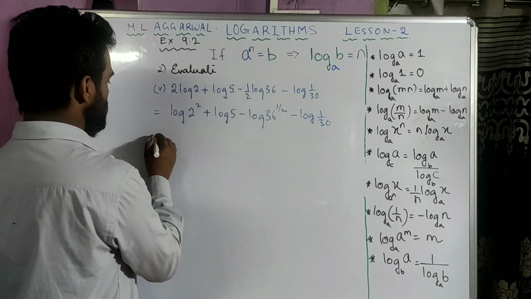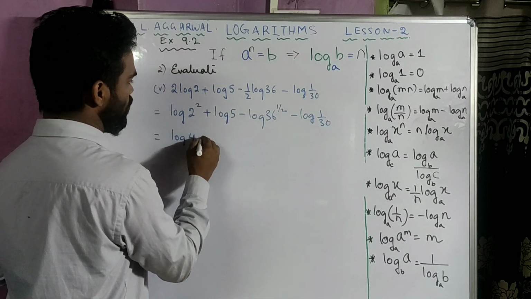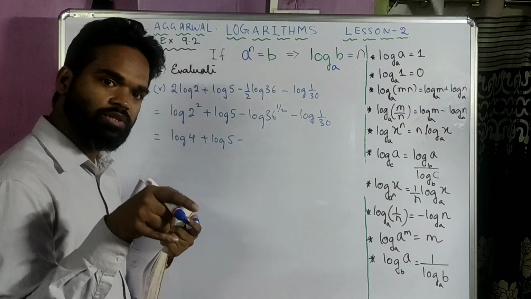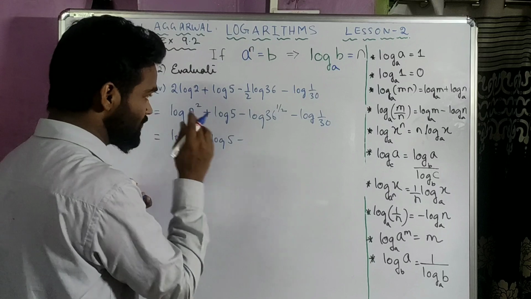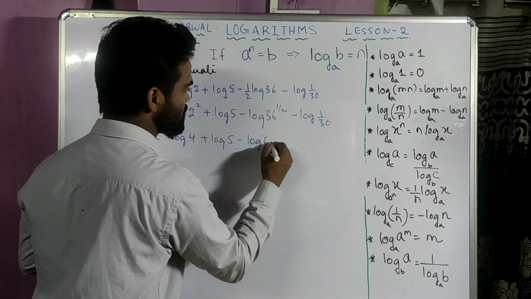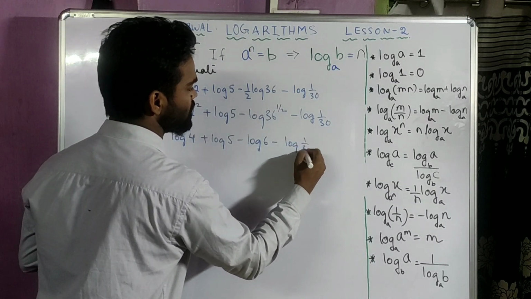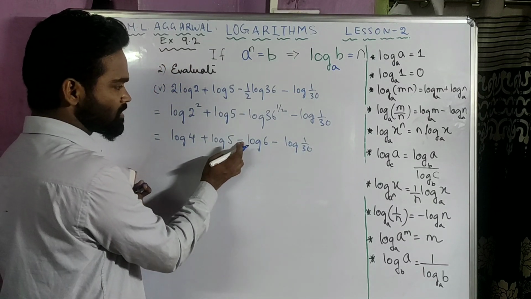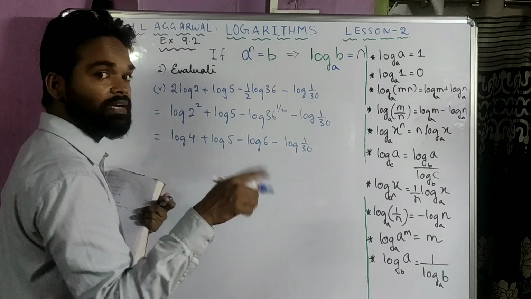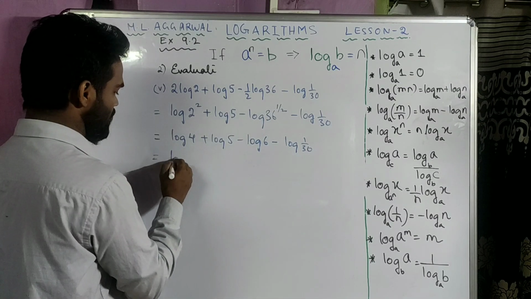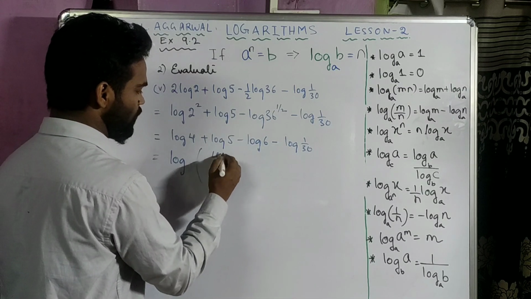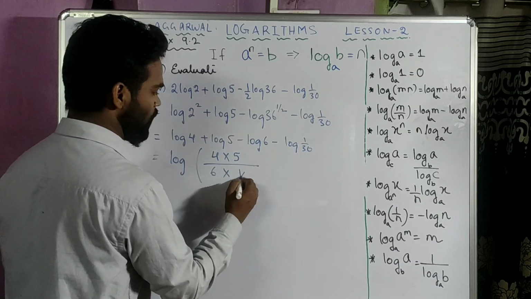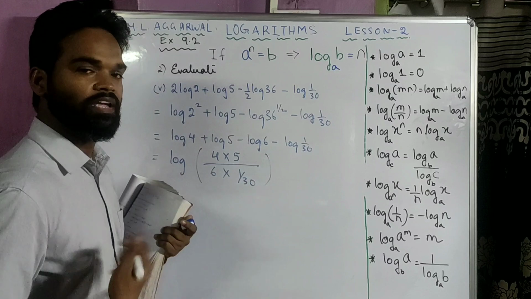Isn't it? Now this is log 4 plus log 5 minus 36 to the power half, which means root 36. Root 36 is nothing but 6. So this is log 6 minus log 1 by 30. Now log a plus b, so these two will be multiplied. And this is minus and this is minus. These two will be divided. So in a single log, can I write at once 4 multiplied by 5 divided by 6 divided by 1 by 30? Look carefully, isn't it?